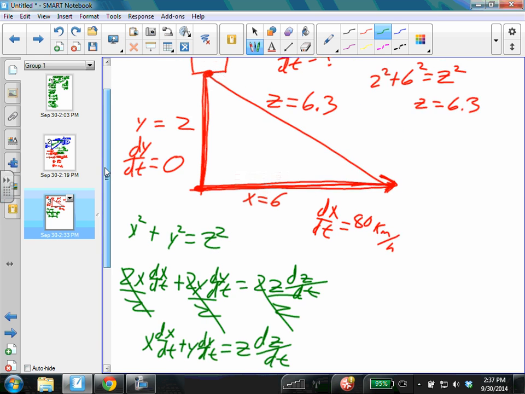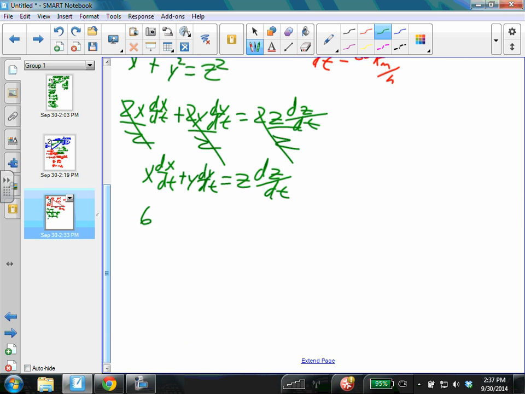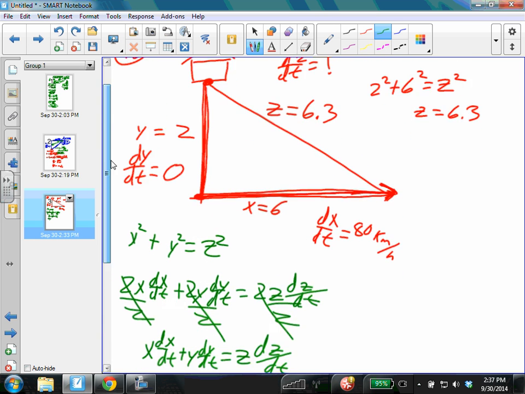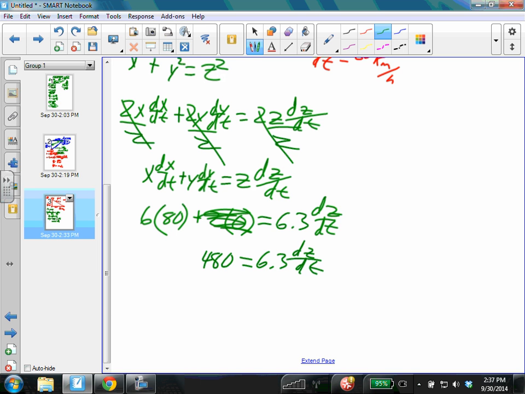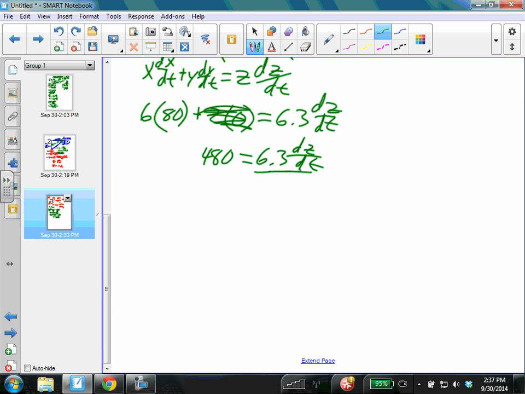All right, now I just want to plug in my values. X, if you remember, was 6, and the change in x was 80. Y was 2, and the change in y was 0. And then z was 6.3, and the change in z is what we're looking for, so I'm going to leave it as a variable. So this cancels, it's just a 0, so that's going to go away. And 6 times 80 is 480. 6.3 dz/dt. And now we just divide by 6.3 on both sides. And what do you get?